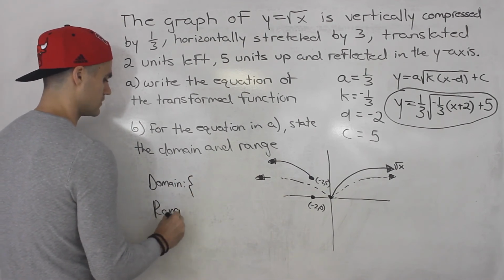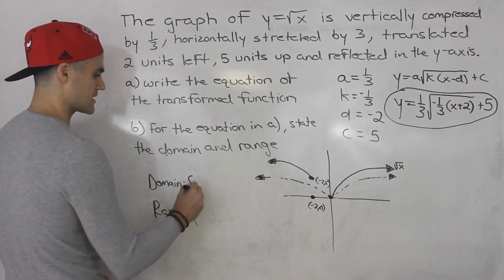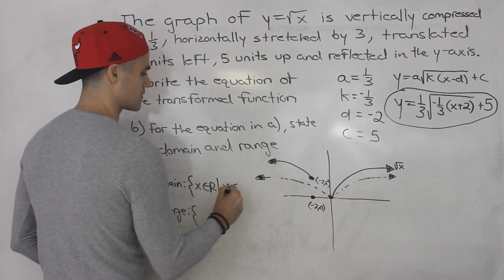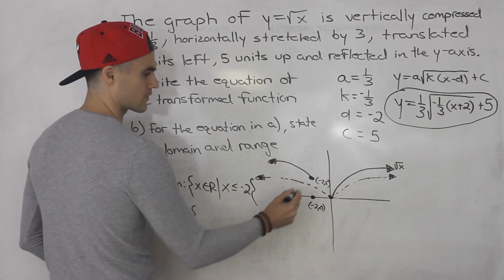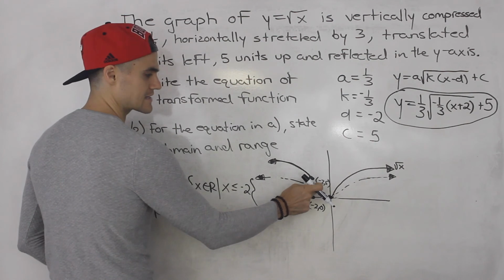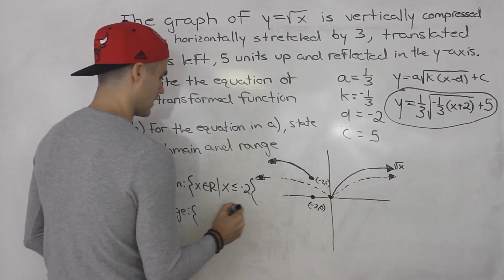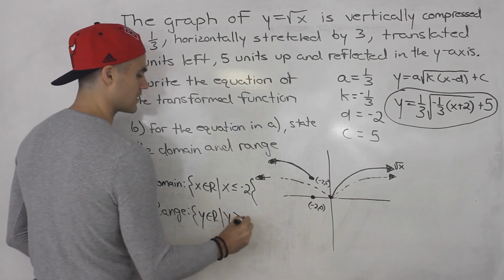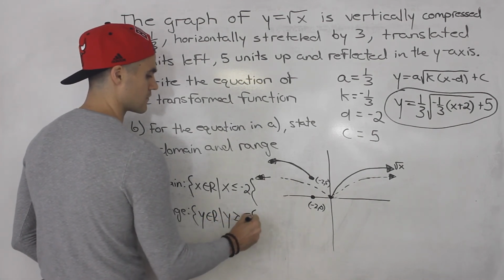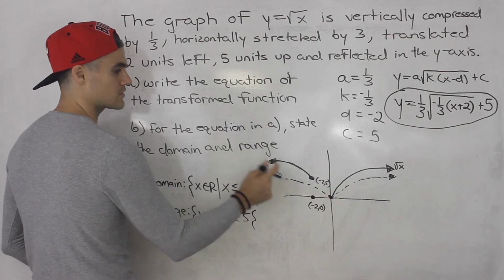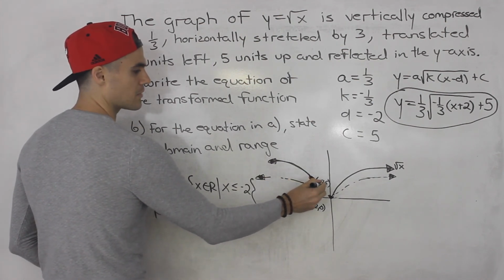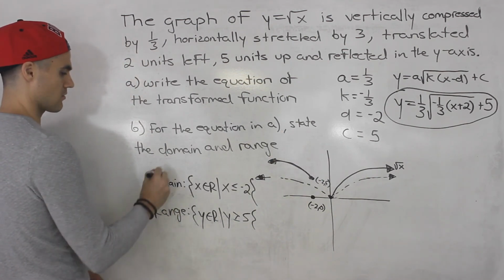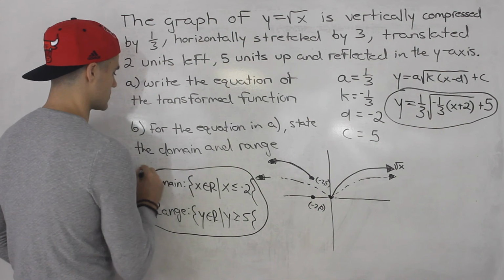So the domain, notice the x values can be anything, but they have to be less than or equal to -2, right? All of the x values are less than that -2. And then the y values can be anything, but the y values have to be greater than or equal to +5. Because this is opening up, it's going upwards. The minimum y value is +5 there, and then all the y values are above it. Right? So that there is the answer to part B.